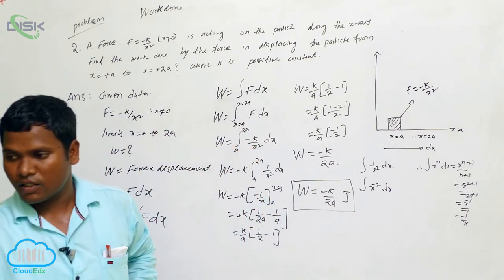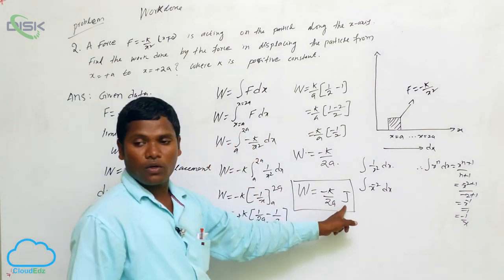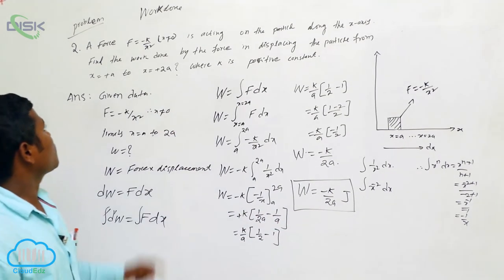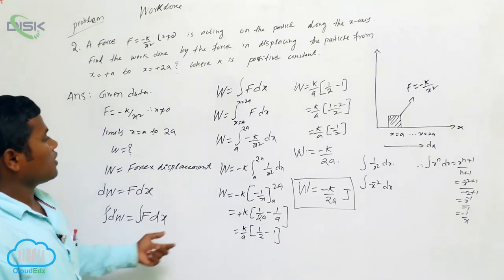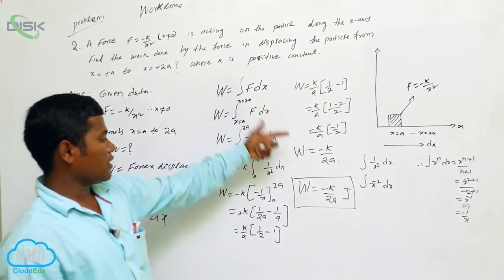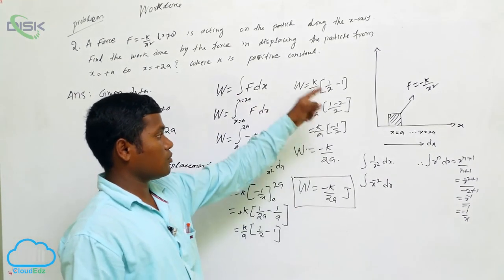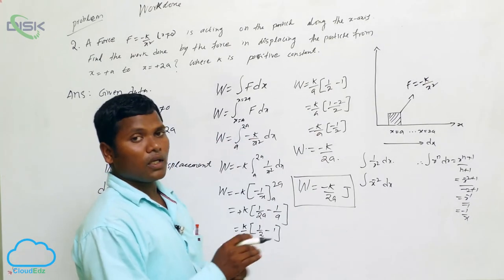Why have I written J here again? This is the joule, the MKS unit. So given the problem, you have to read it, then write the data, then what all is given, and then find the answer. Before that also, we have to draw the rough diagram.